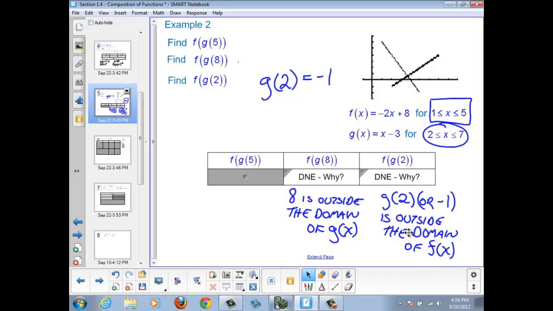So while we were able to get started in evaluating this particular question, our process breaks down in the middle during our second step because of domain restrictions. When we looked at f of g of 8, our process broke down immediately because of the domain restrictions on the inside function.